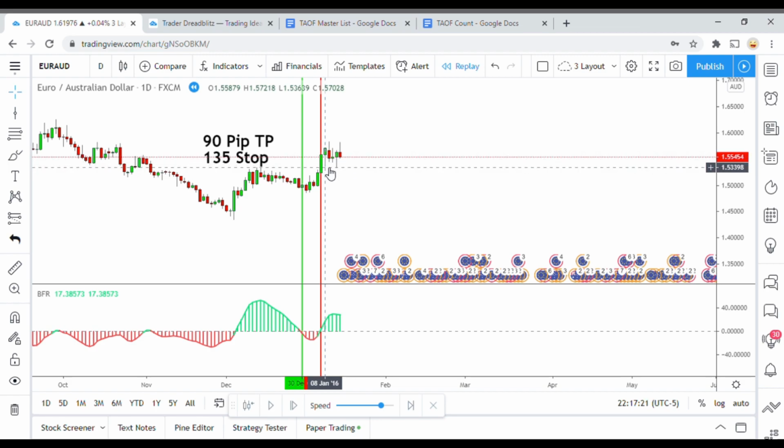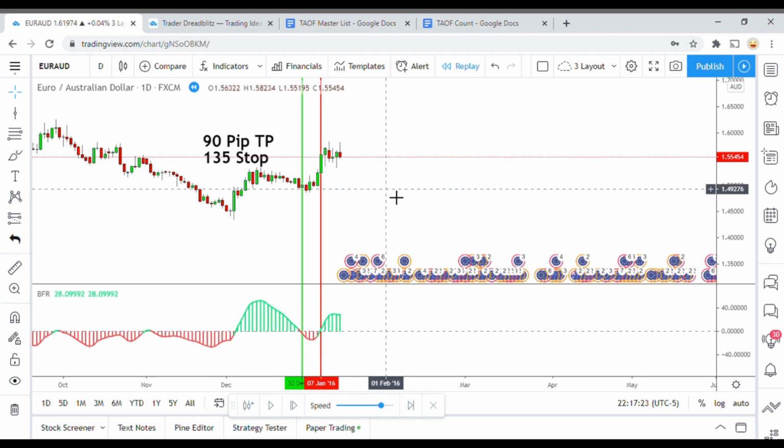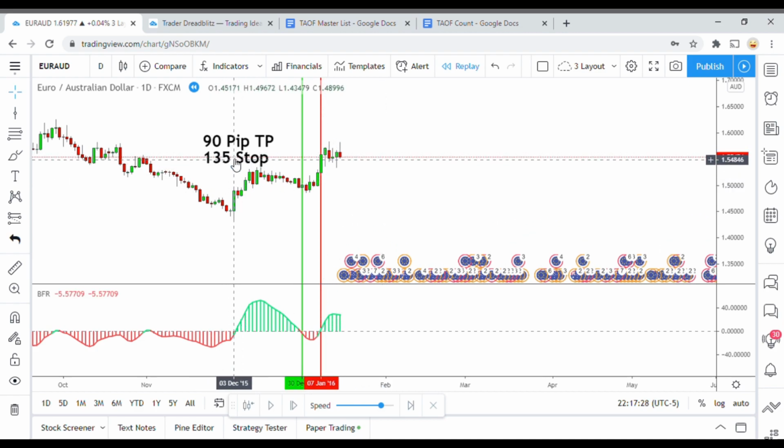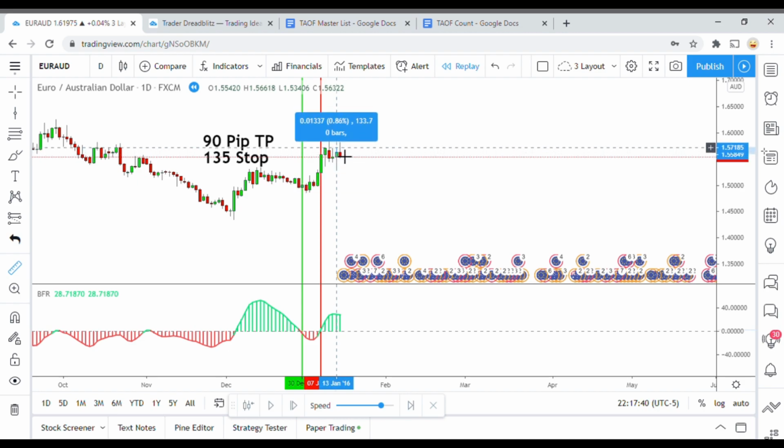Well, if you look at this bar right here, you can see that it has this really long tail on it. This tail came down and hit our stop. Now, we don't know if, on the upside, let me double check here.